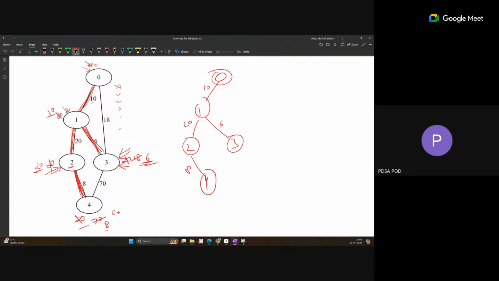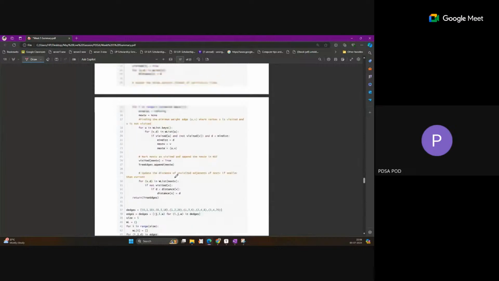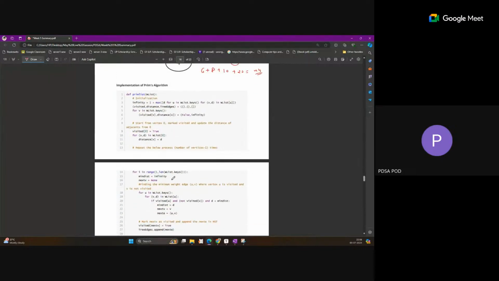This algorithm is very similar to Dijkstra's algorithm, but we are not adding the previous distance every time we update the distance. So you can implement this algorithm. You can see the implementation which is given here. This is Prim's with an adjacency list, and you can see the same things.